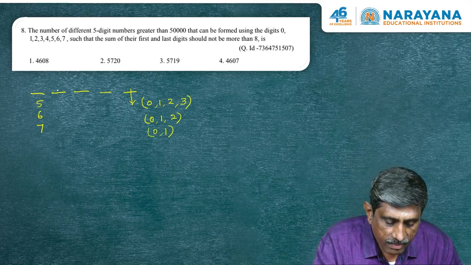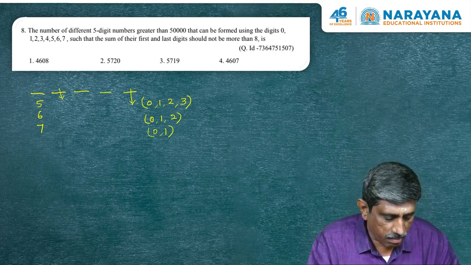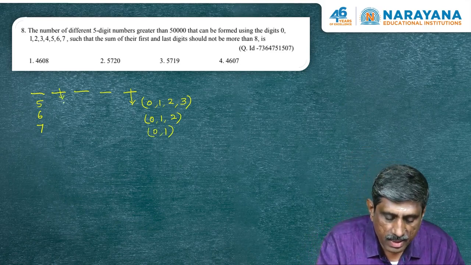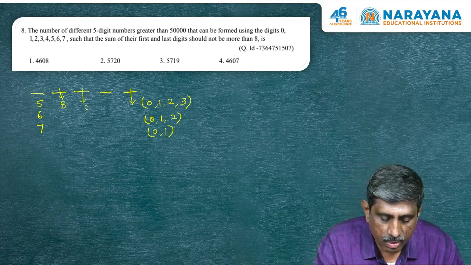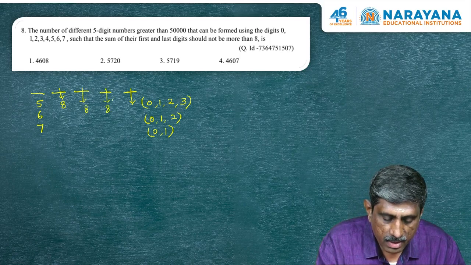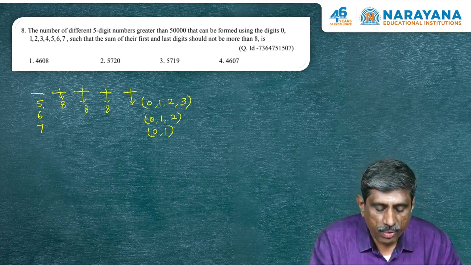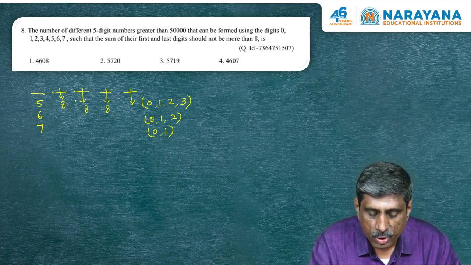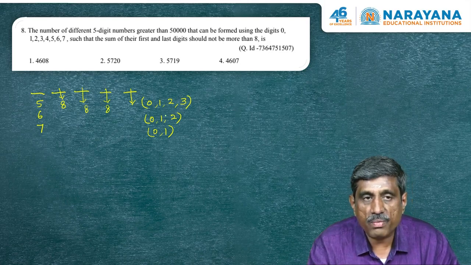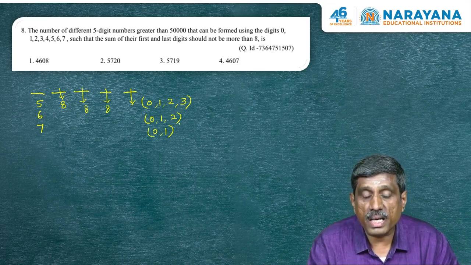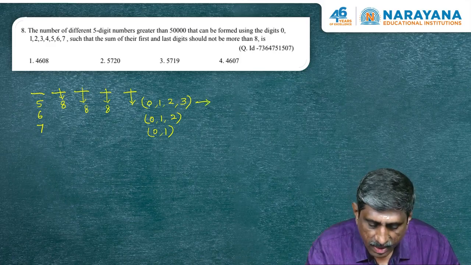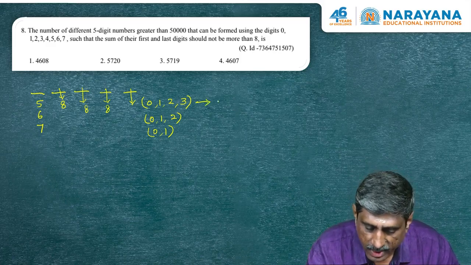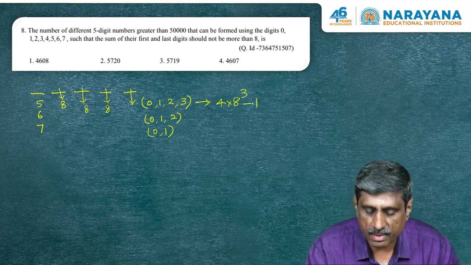And in each case, this place can be filled by any one of the 8 numbers in 8 ways. It can be 0, 1, 2, 3 and so on up to 7, and this also 8, this also 8. Observe carefully that when we put 5 in the first place and we put 0 in all the places, it is going to be 50,000. I want the numbers greater than 50,000. Therefore, in the first case alone, I have 4 possibilities here, 5 is one case. So, 4 into 8 cube minus 1 you have to consider.